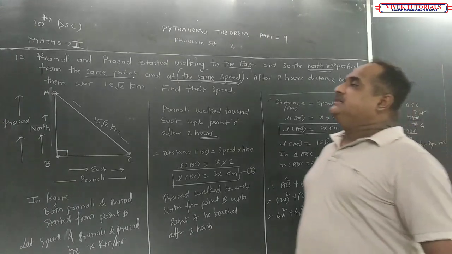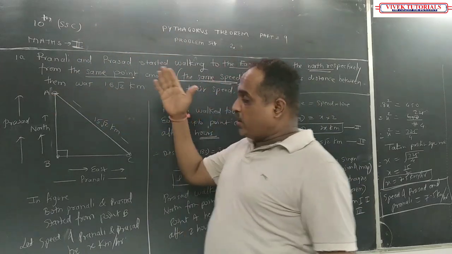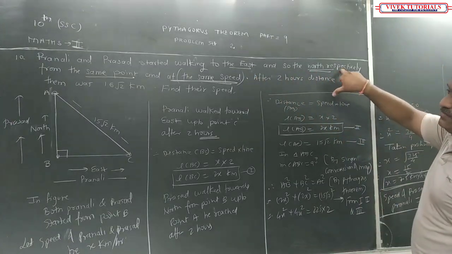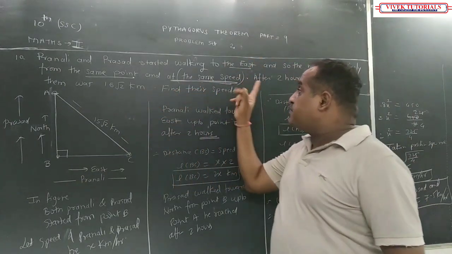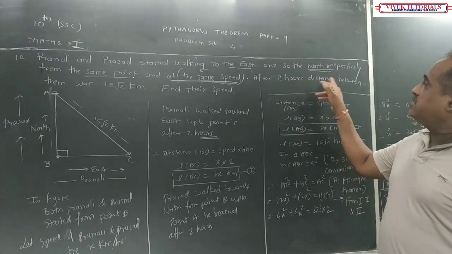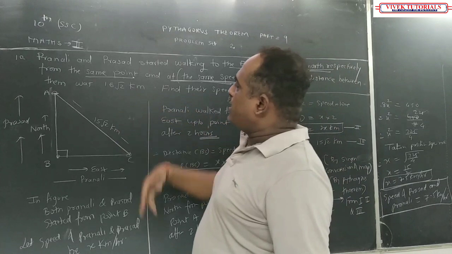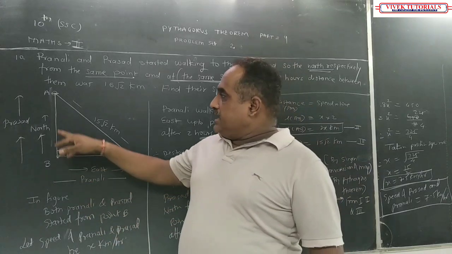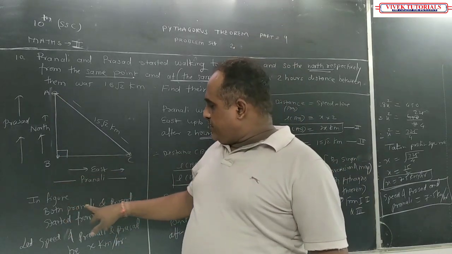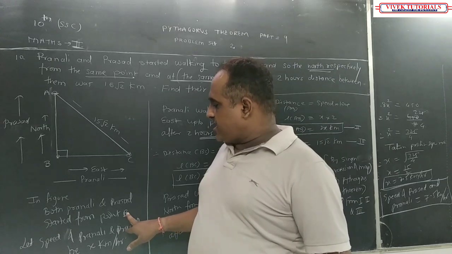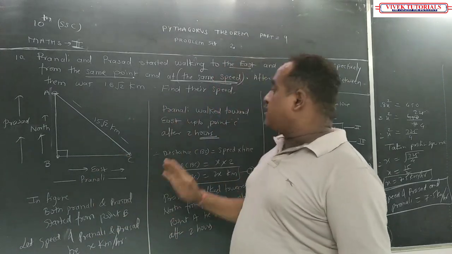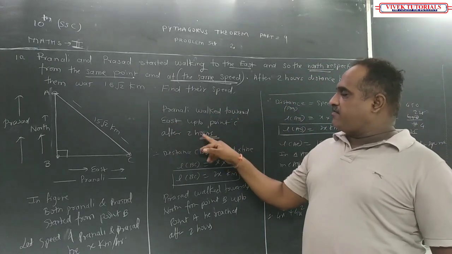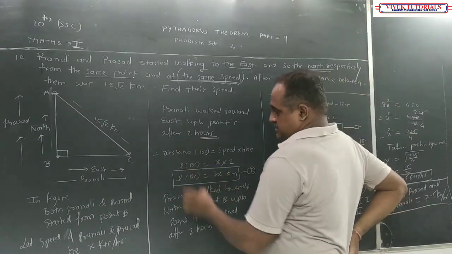Once again, I will tell you, in this type of questions you have to draw the figure and you have to explain the figure also. Pranali and Prasad have started walking towards the east and towards the north respectively from the same point and same speed. Both have equal speed. After 2 hours, they are at a distance of how much? 15√2 kilometer. Find their speed. So what I did, I have taken, they started from B. Both Pranali and Prasad started from B. Speed of Pranali and Prasad be x kilometer per hour. So Pranali walked towards the east up to point C, in 2 hours.